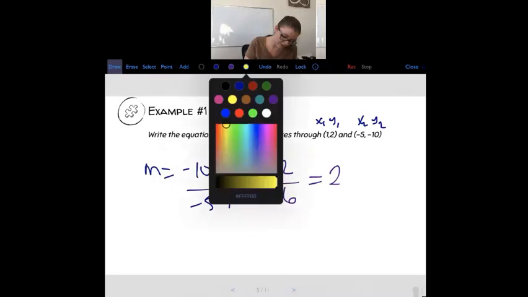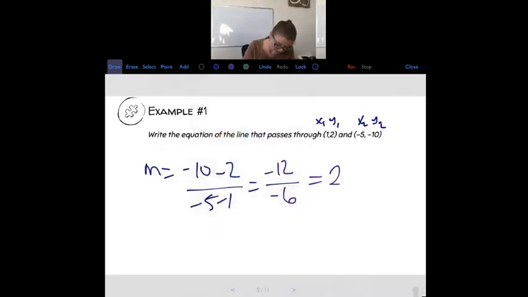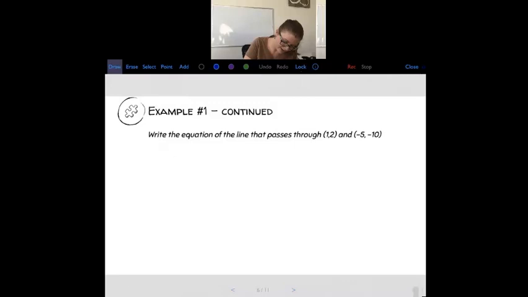So now if we're building our slope-intercept form of a line, we would have y is equal to 2x plus b, and our goal now is to find b. The way to do that, let me rewrite this. y equals 2x plus b. The way to do that is to use either (1, 2) or (-5, -10). Plug it into the equation, y equals 2x plus b, and solve for b. Pick the point that's easier. So in this case, I'm going to pick (1, 2). It's smaller numbers, and there's no negatives.